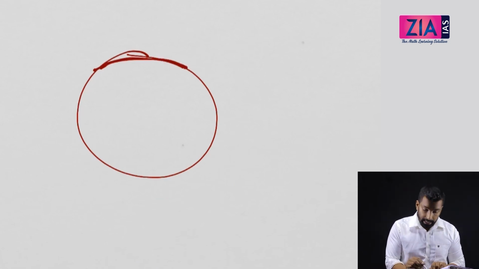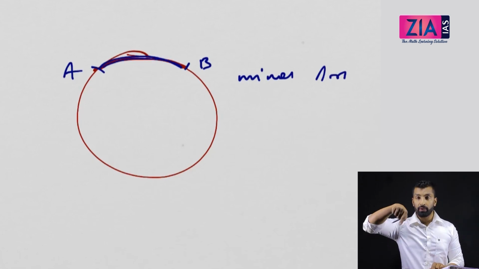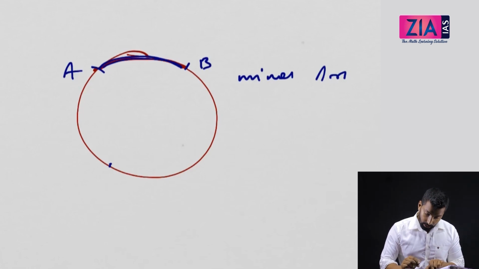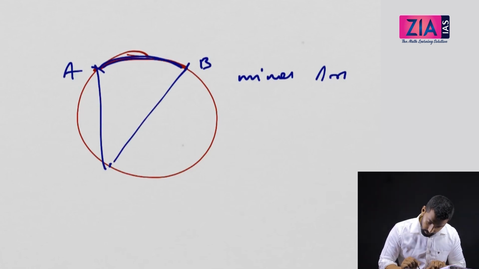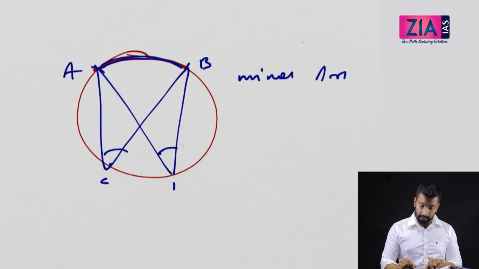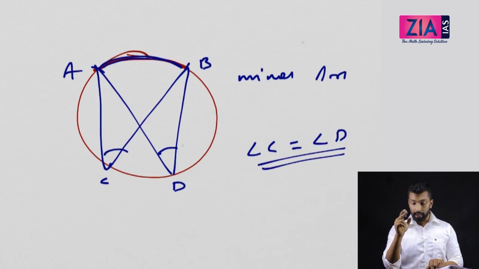Now another important property is, you have a circle. Let's take 2 points, like these 2 points, let's mark them as A, B. This AB is called a minor arc. The opposite one is the major arc. Now the angle inscribed in the minor arc: if you take 2 angles, this is one angle and this is another angle. These two will be equal. So if this is C and this is D, angle C equals angle D. Why? Because these are the angles inscribed in the same arc.